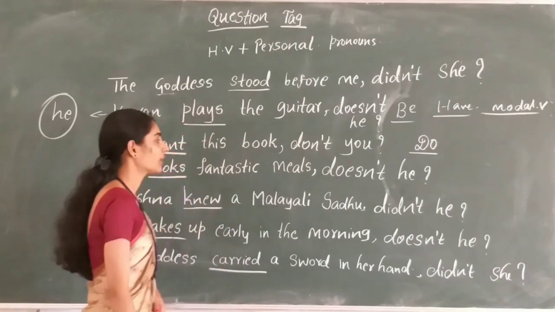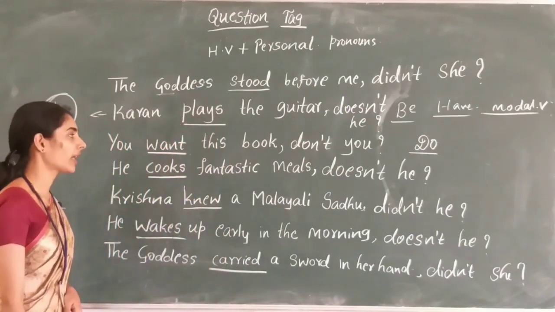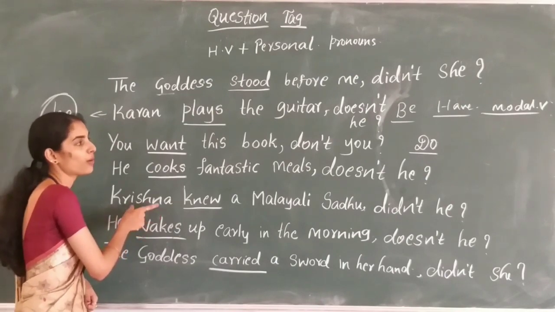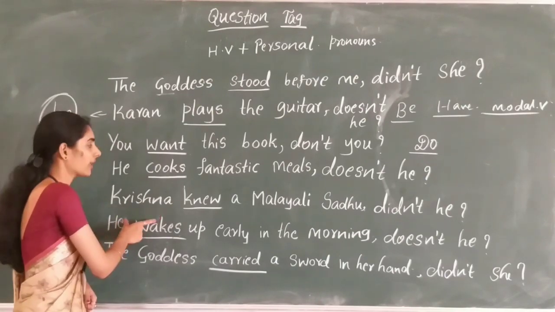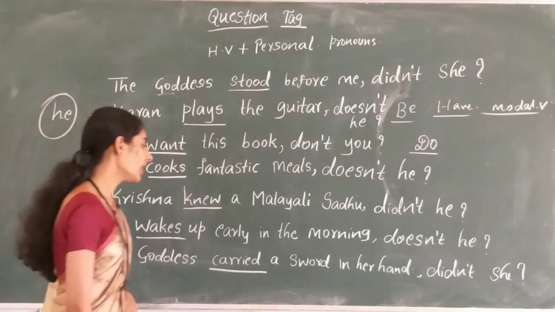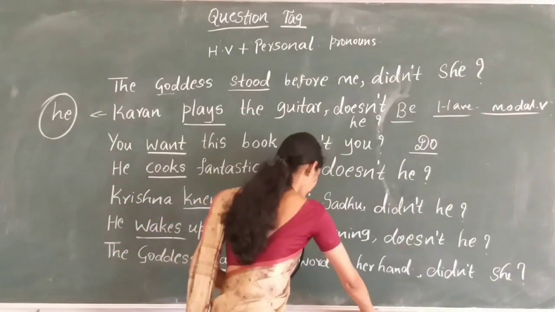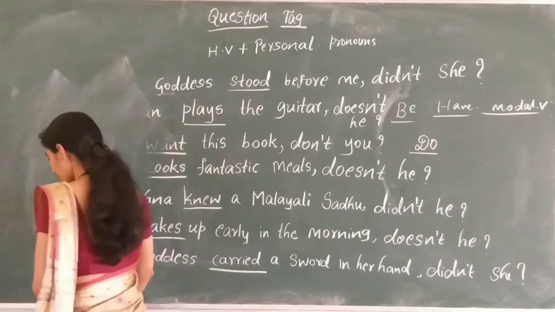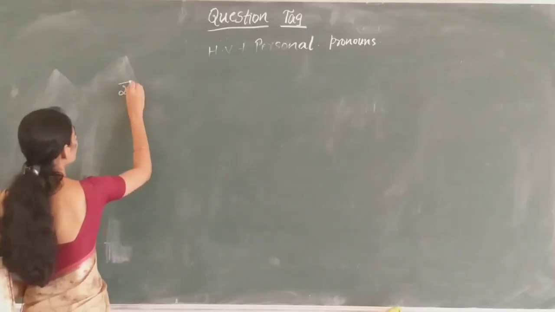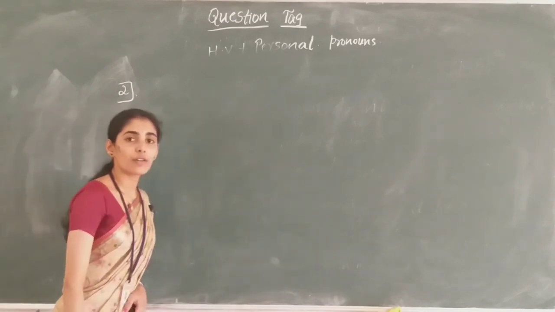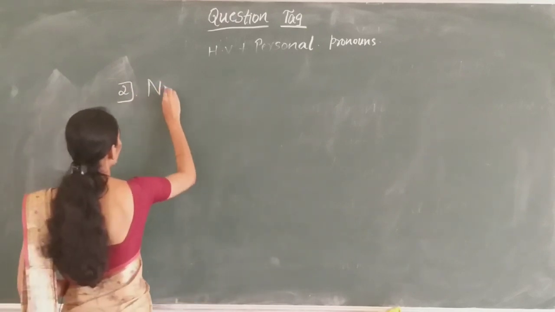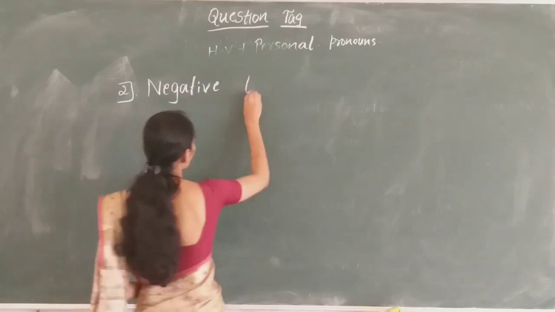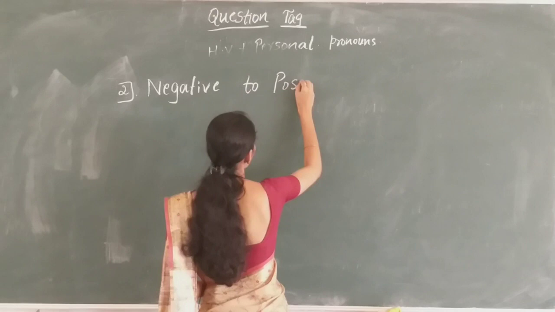Didn't she? So this is the way to frame question tags for the statements where there is no be form, have form or modal verbs. This is very simple. So now let's move on to the next form, with the hope that you understood this. So the next form is negative to positive.